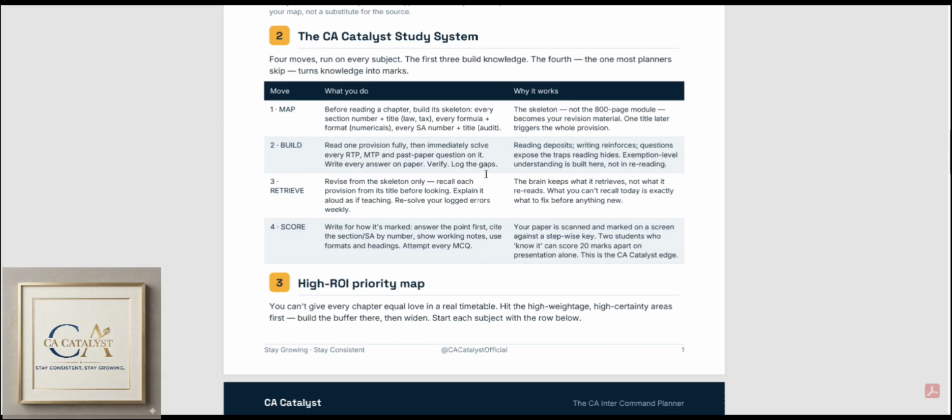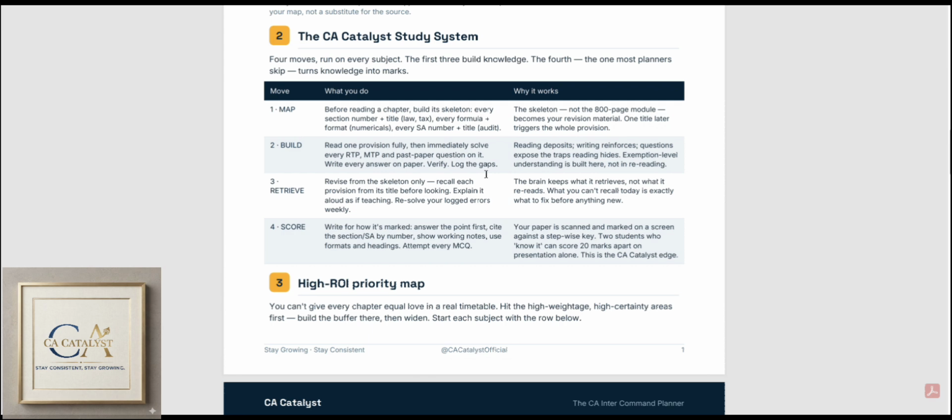So cite the section. Cite means mention the section, mention the case number, mention the accounting standard, show the working notes. Why did you make this working note? That means assumption. Whatever more assumptions there can be, you write there. What is the heading, what is the format, you use this. And plus every MCQ needs to be attempted.